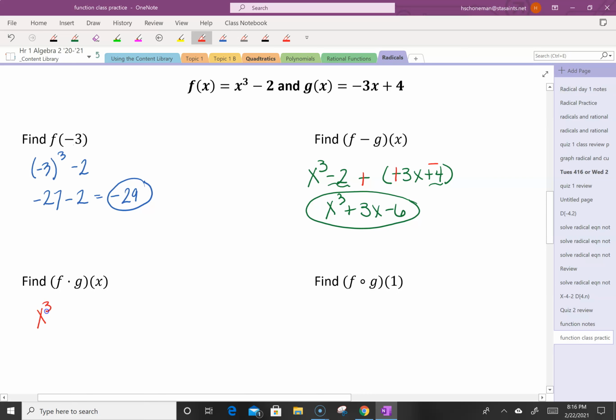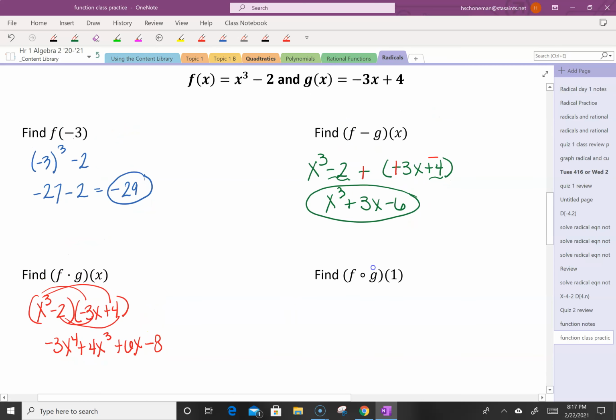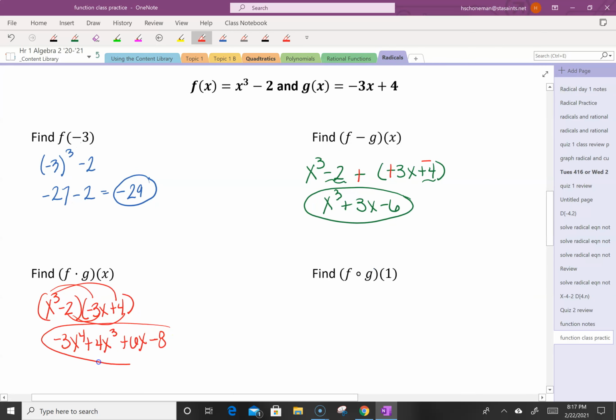So f is x cubed minus 2, and g is -3x plus 4. So when I multiply, I'm going to get -3x to the 4th plus 4x to the 3rd plus 6x minus 8. And look and see if there's any like terms. There's not, so this is my final answer.